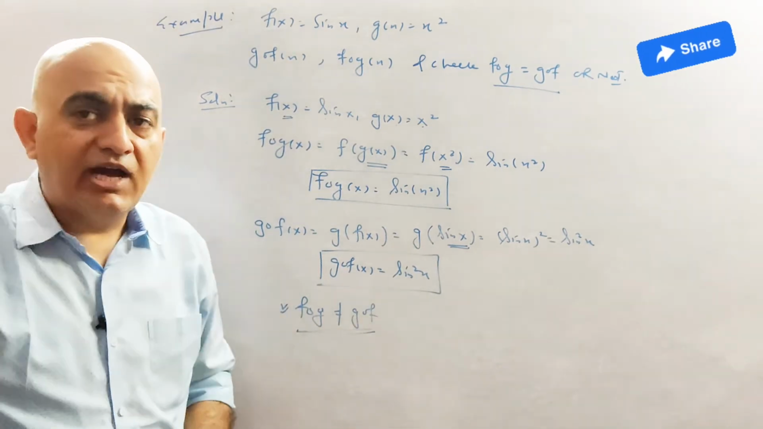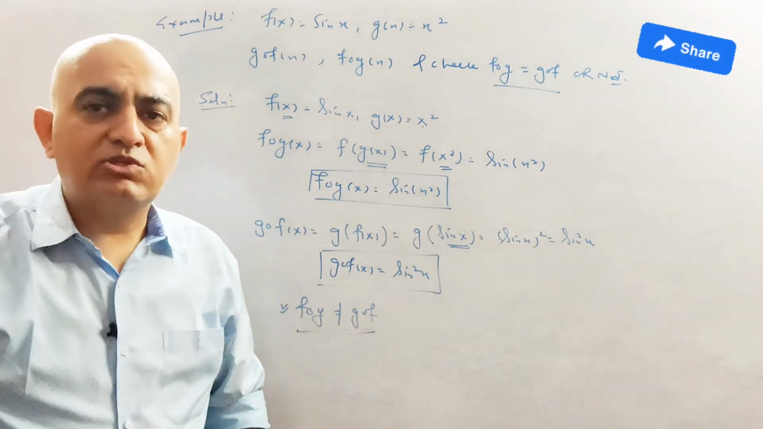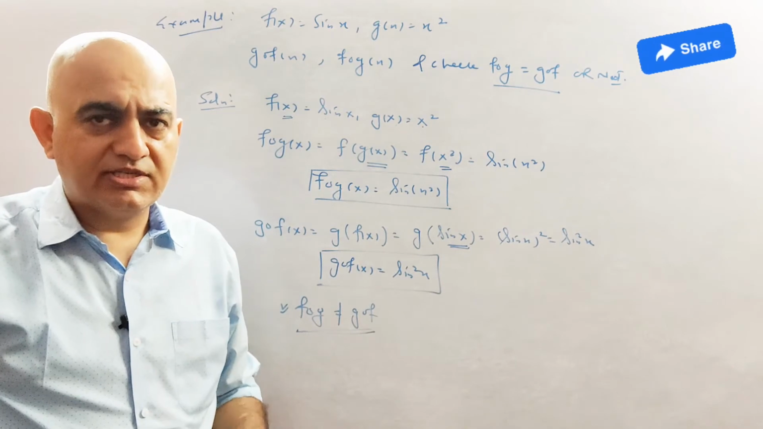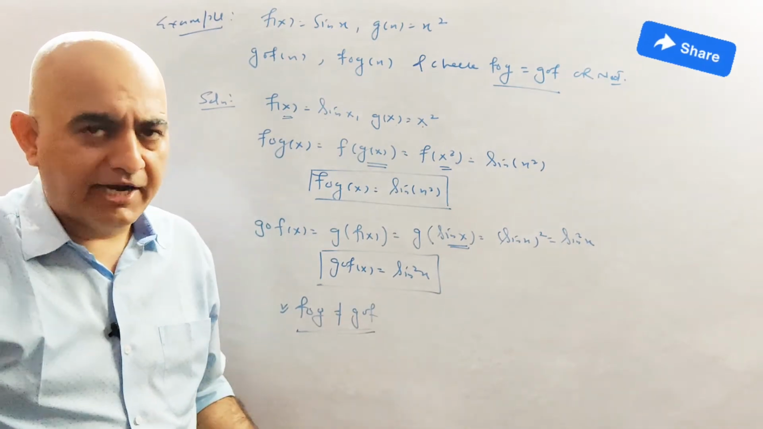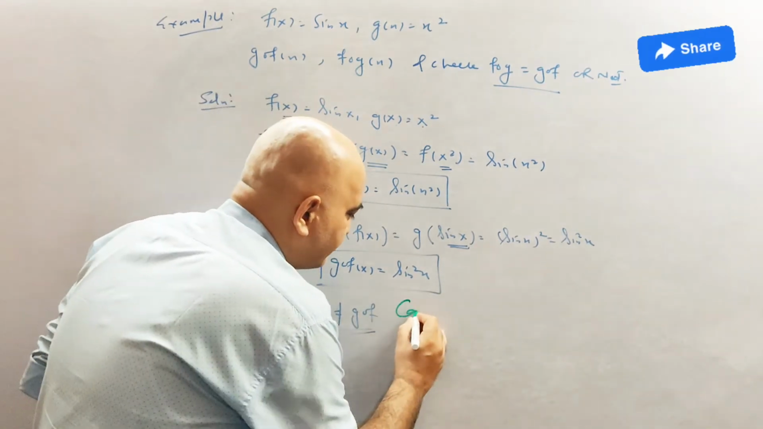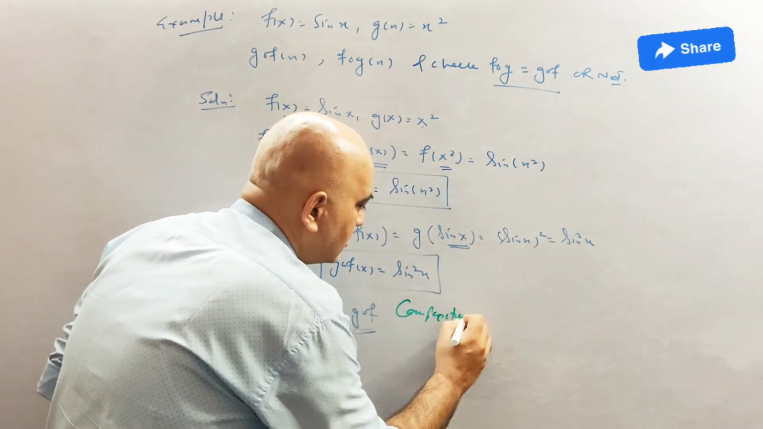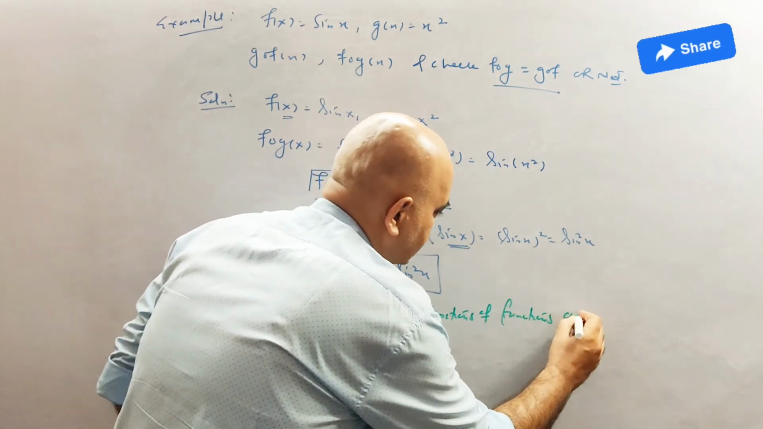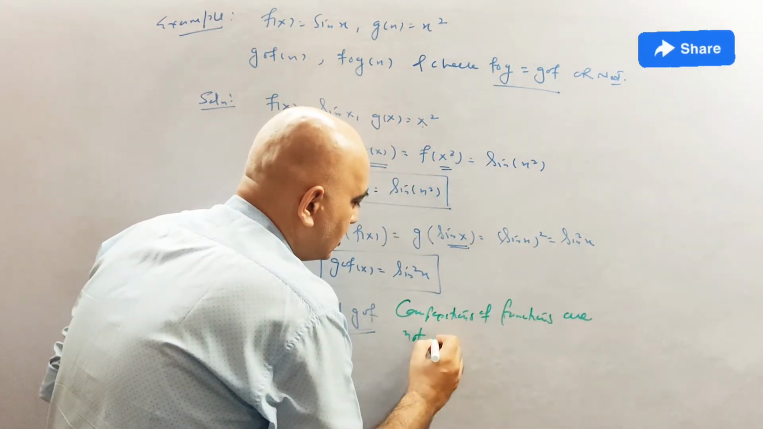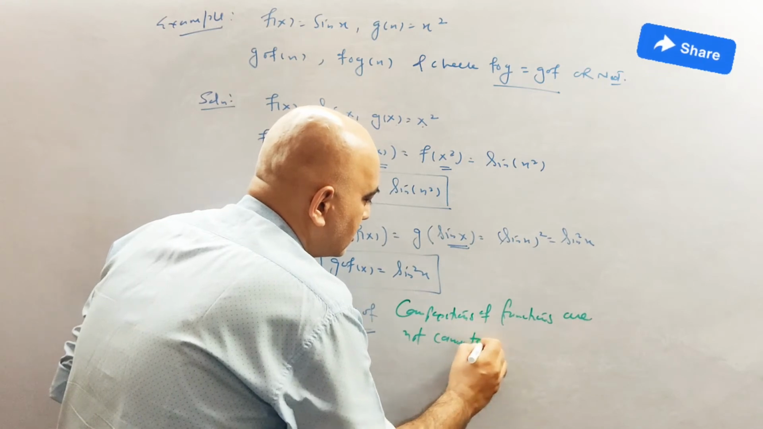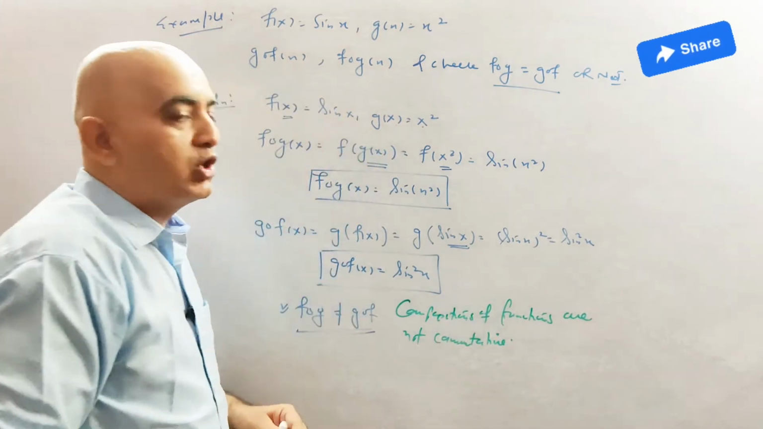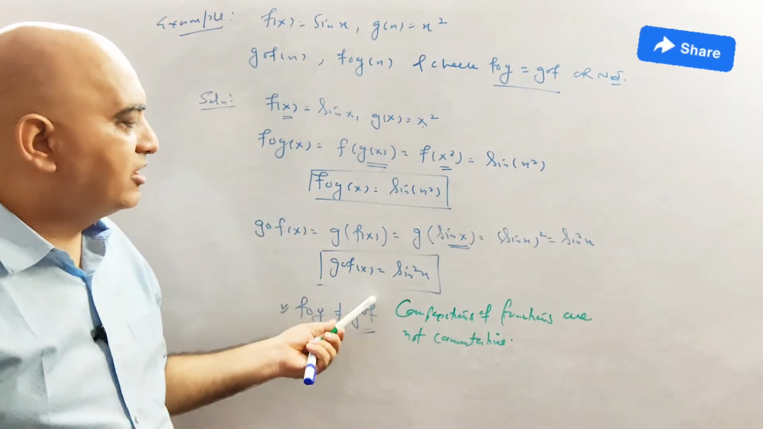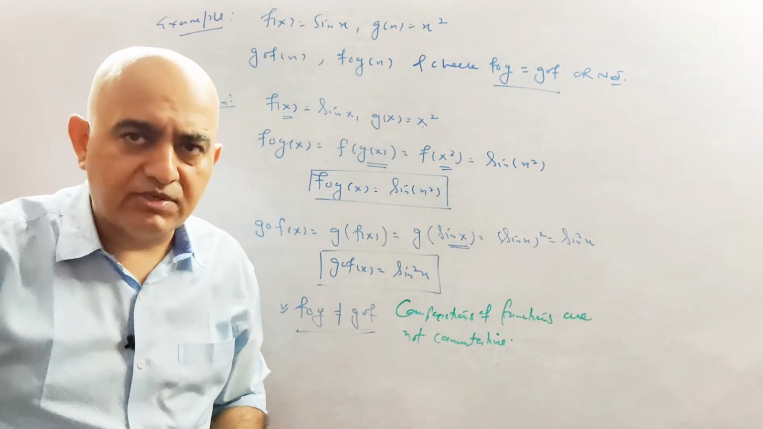So we are concluding that f of g is not equal to g of f, which means the composition of two functions is not commutative, right? Compositions of two functions are not commutative. So the commutative property is not established in the case of functions under the operation of composition, right?